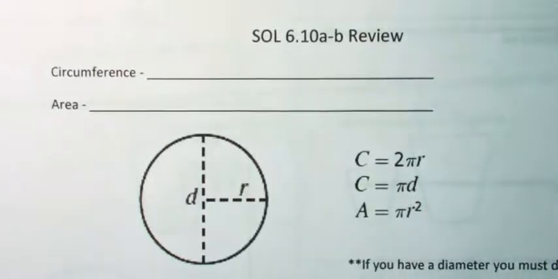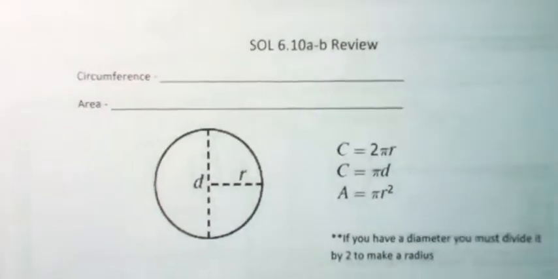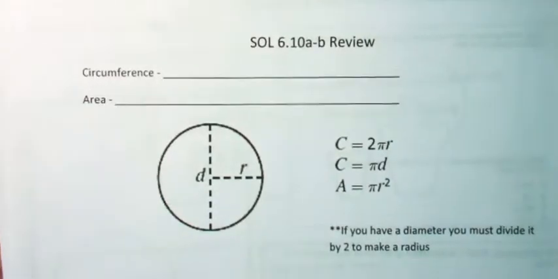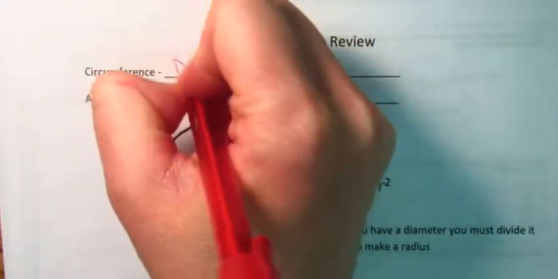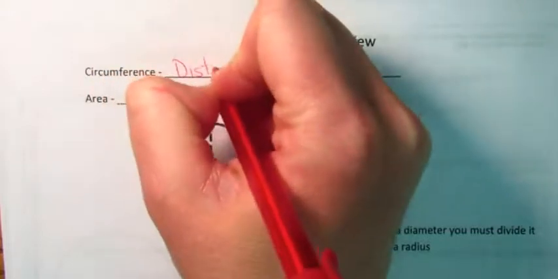Today's lesson is on SOL 6.6a and b, which deals with circles. For circles, we learned about two things: circumference and area. And if you remember, circumference is the distance around a circle.